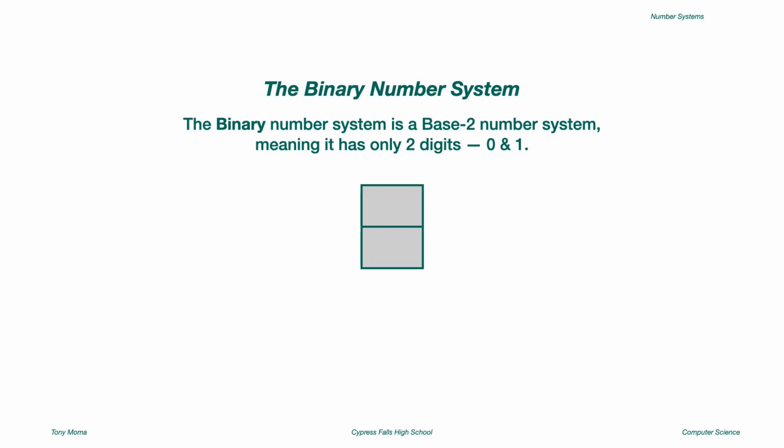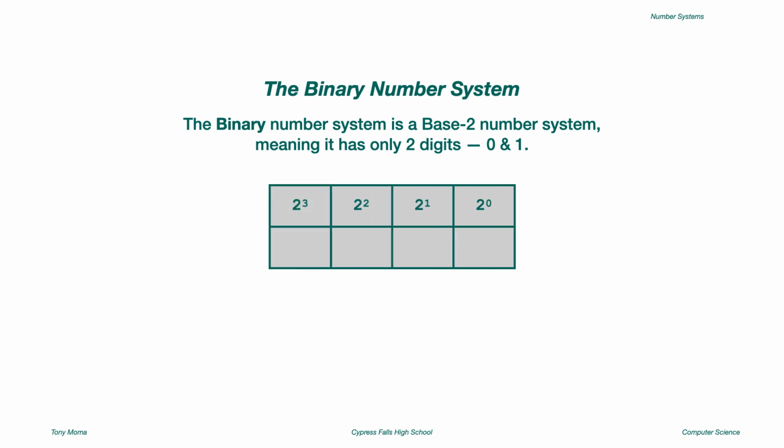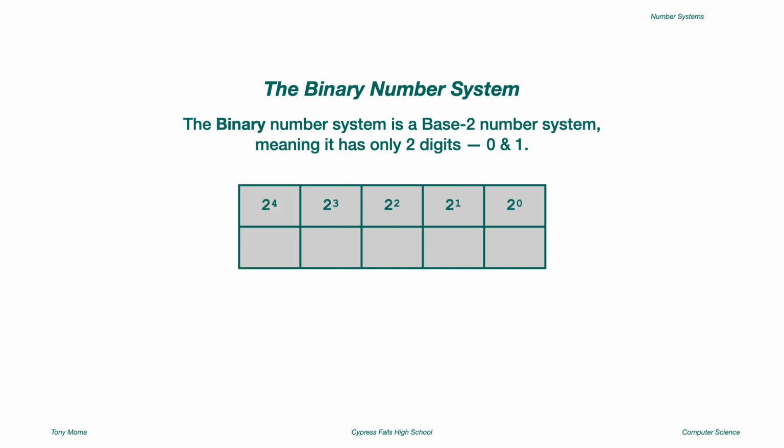Meaning, for the first rightmost column at the top, we're going to put 2 to the power 0, followed by 2 to the power 1, followed by 2 to the power 2, or 2 squared, followed by 2 to the power 3, or 2 cubed, followed by 2 to the power 4, and so on and so forth. We could go on forever if we wanted to, but for simplicity, we'll just stop at 5 columns for this video. When I simplify each of these exponents, I get the numbers 16, 8, 4, 2, and 1.